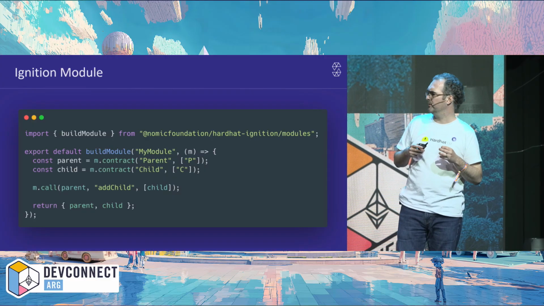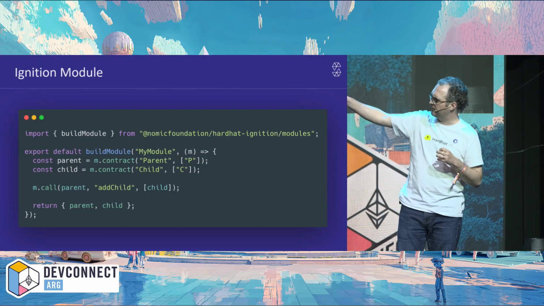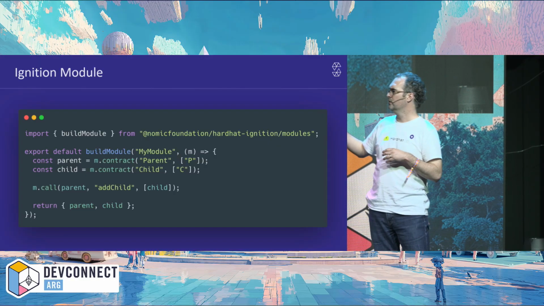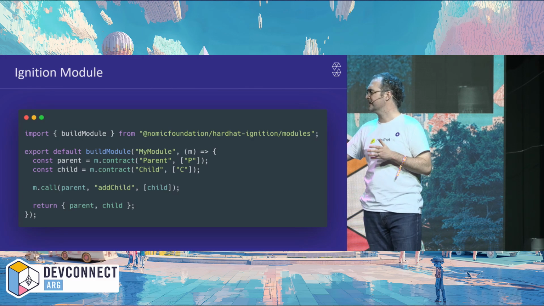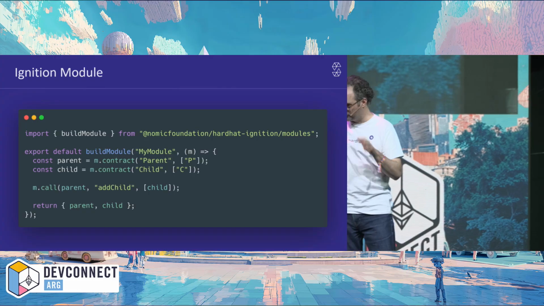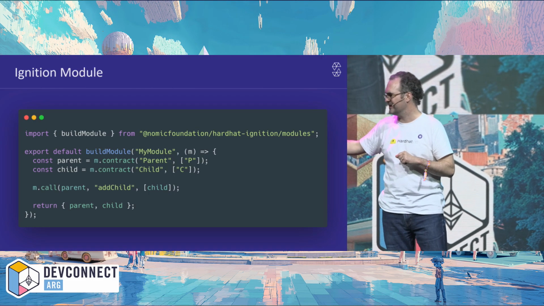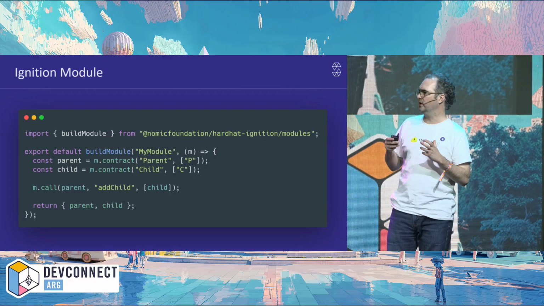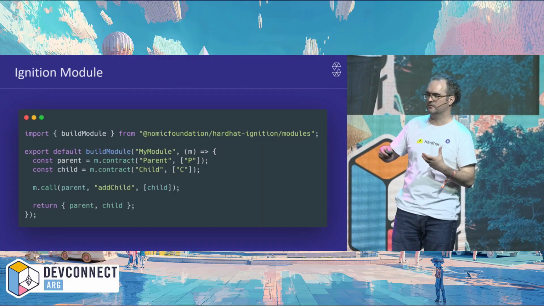interrupted or failed deployments. So you can see the sort of thing we're talking about here, which is an Ignition module deploying two contracts, parent and child. You can pass in the constructor arguments, and then on the soon-to-be successfully deployed contracts, we're making an invocation of add child against the parent with the successfully deployed child contract address.